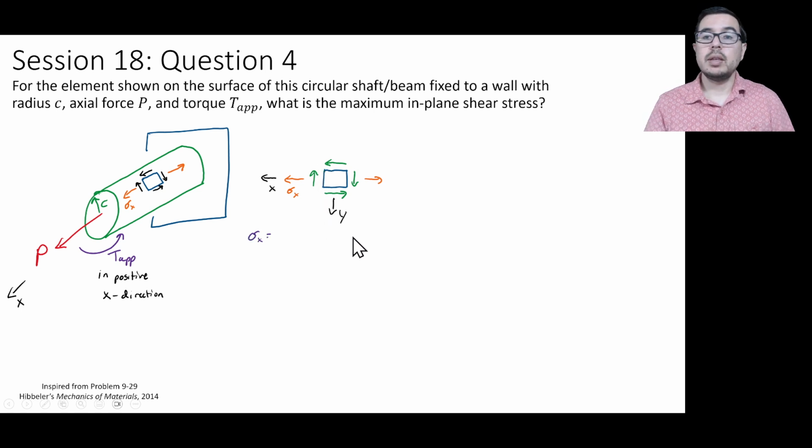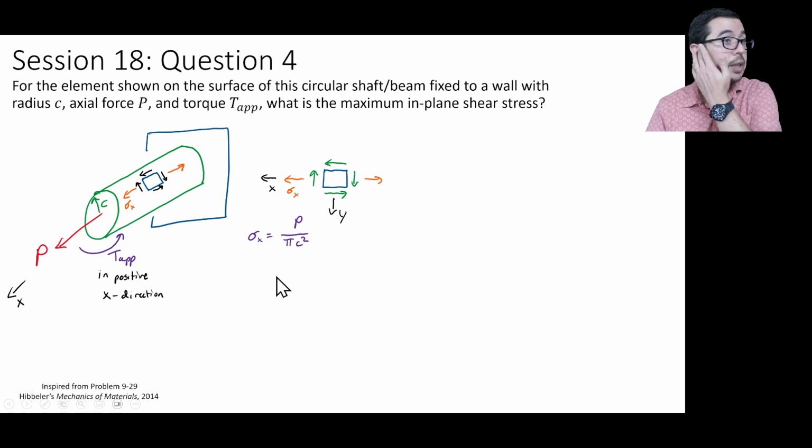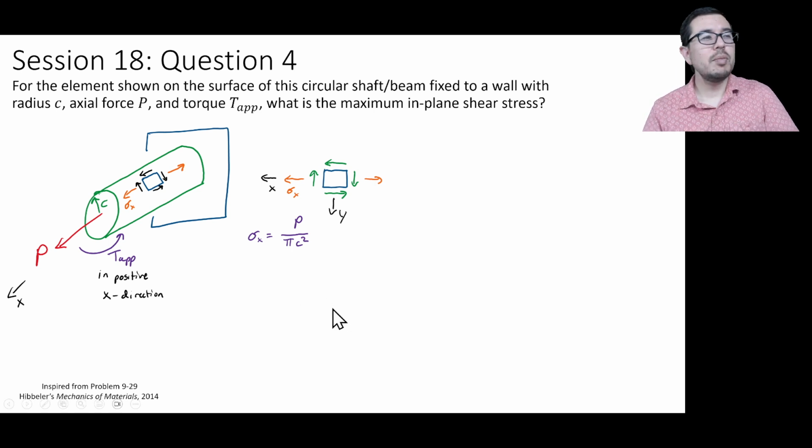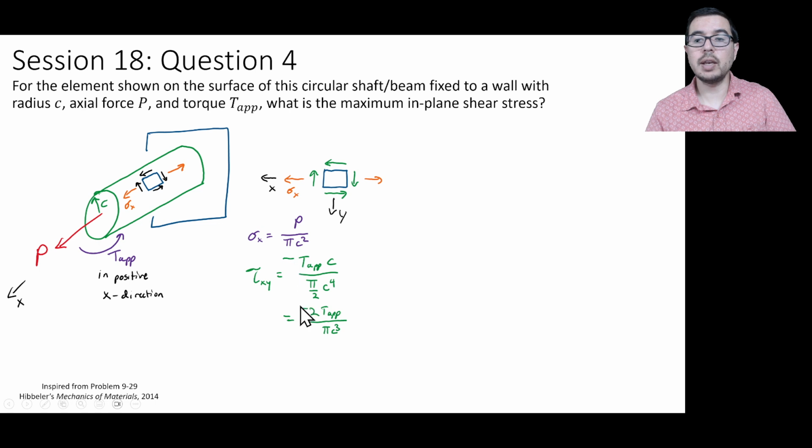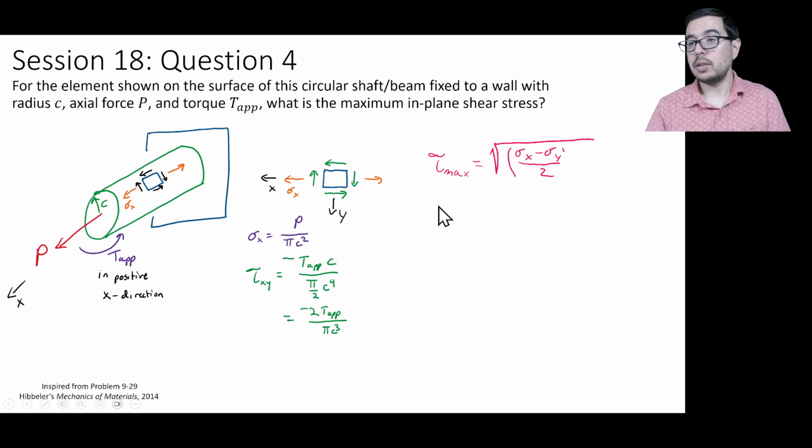Now, sigma x is still P over pi c squared, and tau xy is still Tc over J. But what is the sign of tau xy? From here we see that it's on the positive x face going in the minus y direction, so it means it's going to have a negative value. So when we write the tau xy out, we put a negative sign in front instead of just leaving it positive.